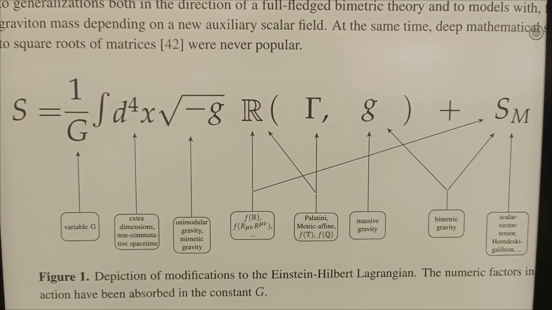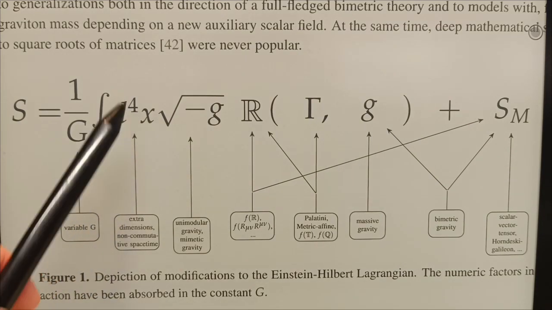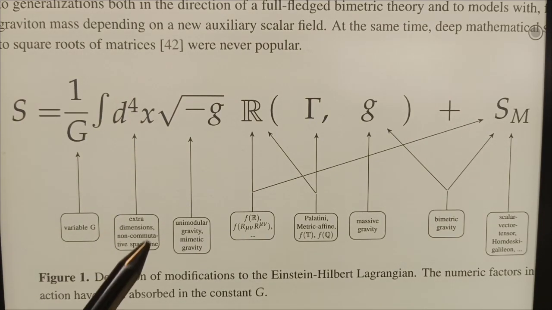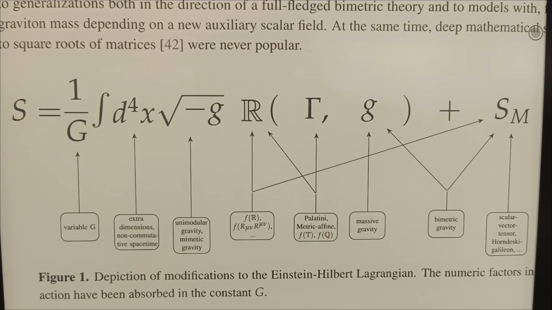One way of visualizing these modifications is to have a look at what components of the Einstein-Hilbert action are being altered. Here, for instance, we can propose a variable gravitational constant, we can alter the number of dimensions of spacetime, we can include models of unimodular gravity or mimetic gravity, which alter the square root of the metric.